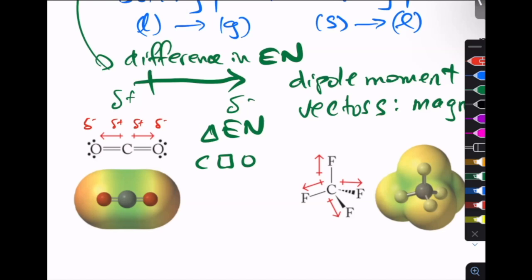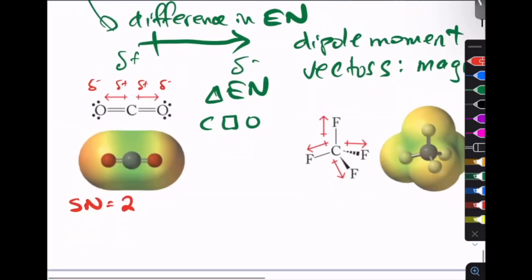But now you play in VSEPR. What's the steric number of the carbon in carbon dioxide? It's 2. So what's your base geometry when the steric number is 2? It's linear, and we don't have any lone pairs on here. So this molecule is linear. And what do you know about a linear molecule? The bond angle is 180 degrees, right? Which means they're in opposition.